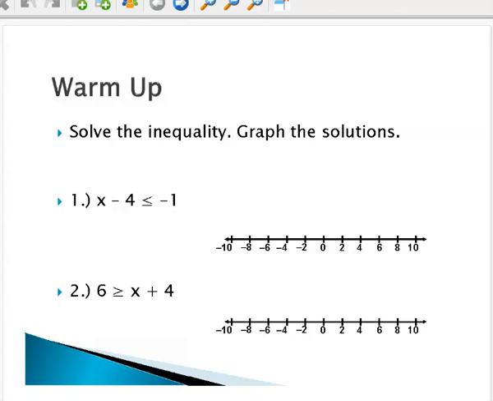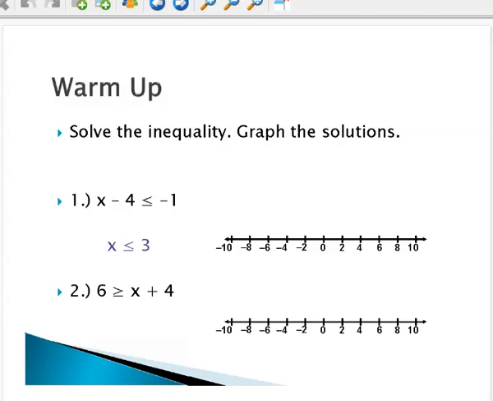Okay, to review the last lesson, let's do a warm-up where we solve these inequalities and graph the solutions. So go ahead and start by pausing the video and working these out, and we'll come back. Okay, let's see how we did.